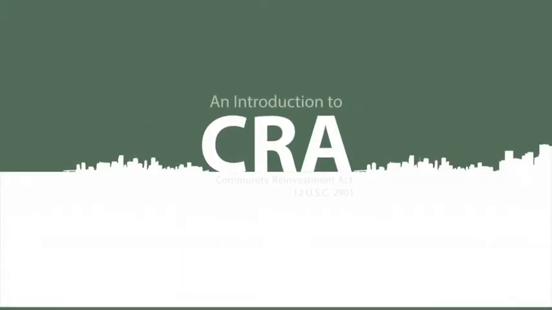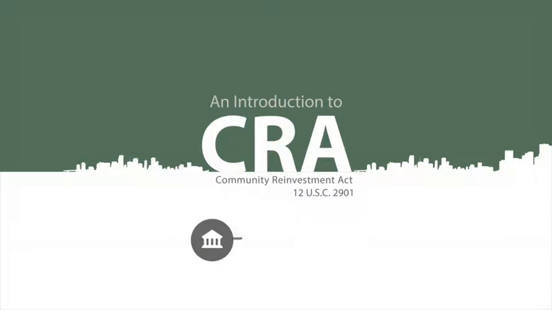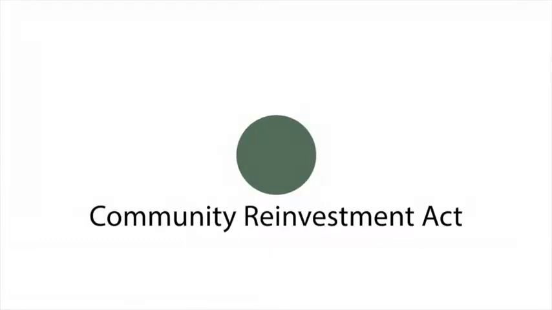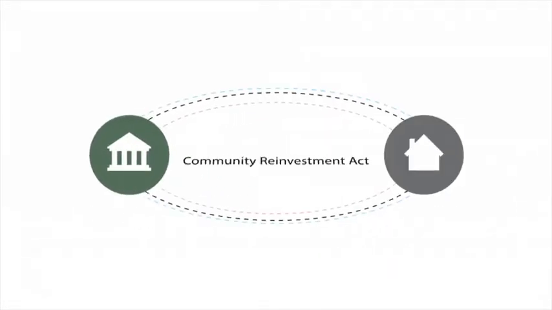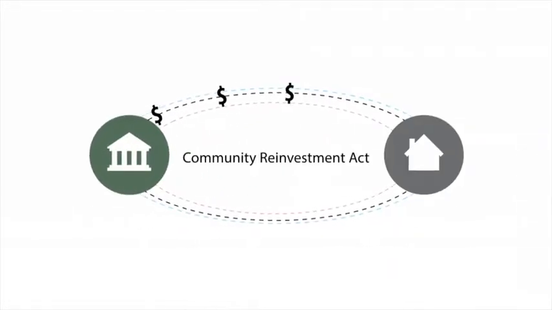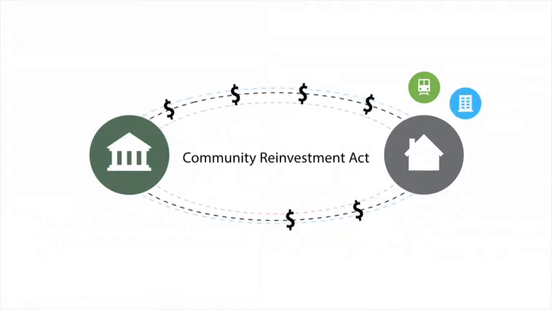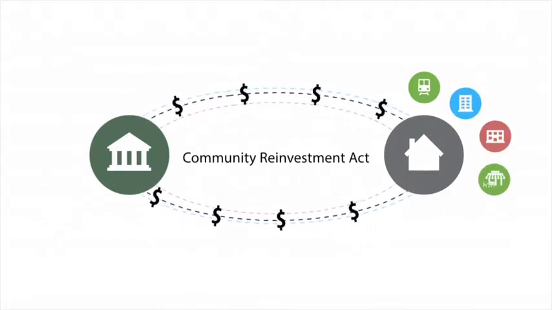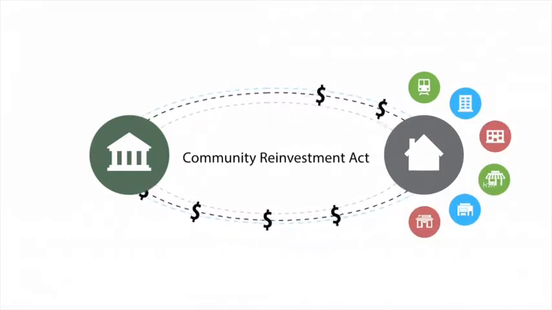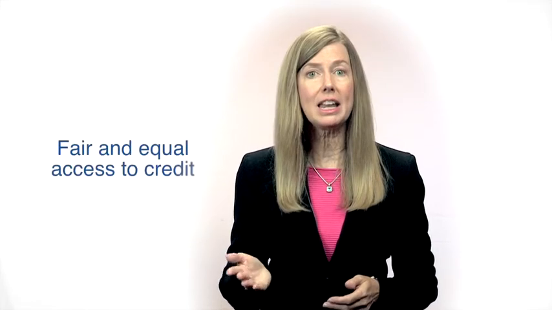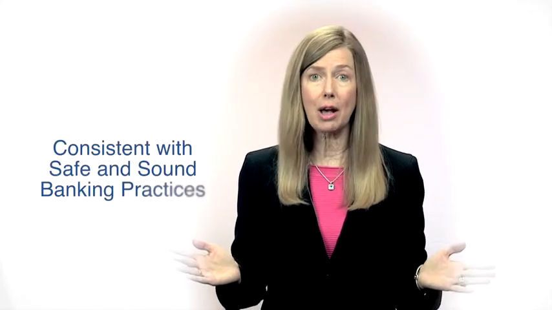The Community Reinvestment Act, commonly referred to as CRA, was enacted in 1977 and requires the federal banking regulators to assess each depository institution's record of helping meet the credit needs of the local communities it is chartered to serve, particularly the low and moderate income neighborhoods in those communities. Banks of all sizes play an important role in ensuring fair and equal access to credit throughout the country.